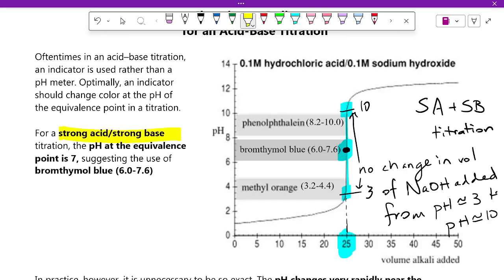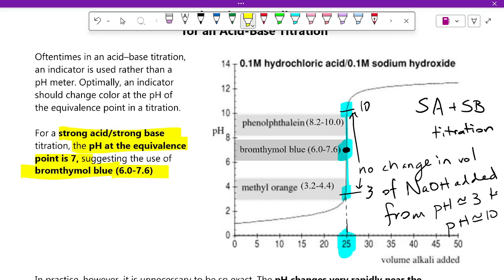If I have a strong acid, strong base, my pH at the equivalence point is 7, so probably we would want to use bromthymol blue. That's very nice, except bromthymol blue changes from blue to yellow or yellow to blue. I cannot remember which way. And that would mean you would need to know the exact shade of green where the equivalence point is, yes?